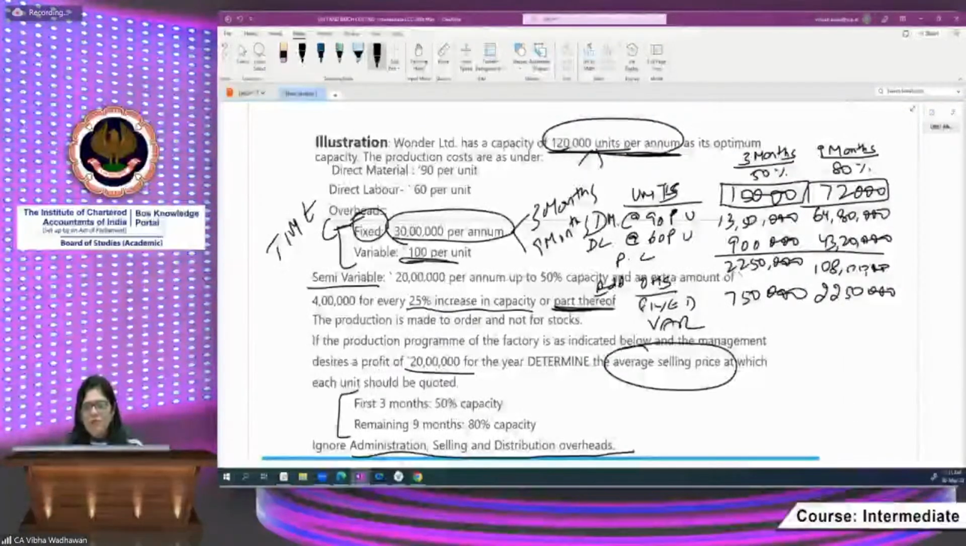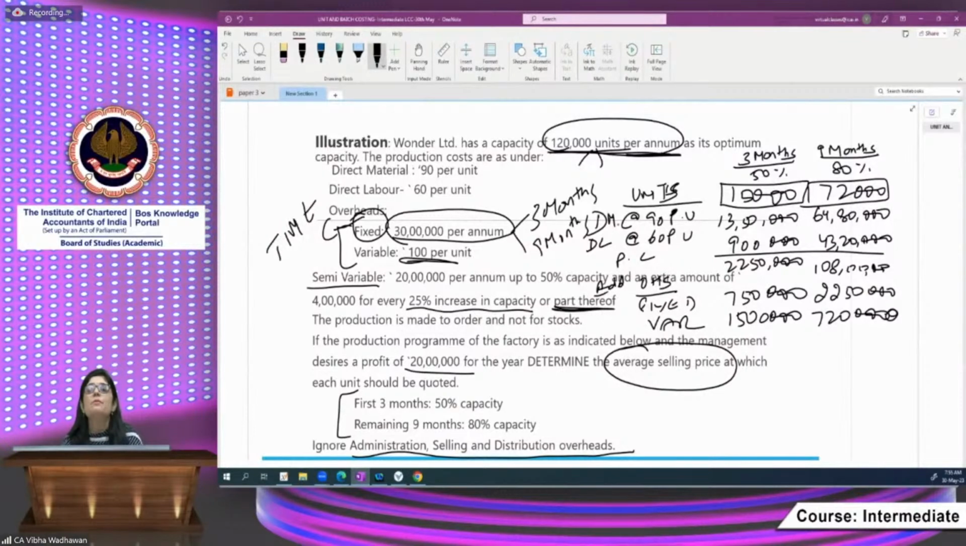We have the units for the first 3 months, 15,000. So variable overheads will be 15 lakh. And for the next period, it's 100 per unit, so it has to be 72 lakh. So 15 lakh and 72 lakh variable overheads. Under overheads, the fixed overheads are taken proportionately as per time. We have taken fixed for 3 months and 9 months, and variable for 15,000 units and 72,000 units.